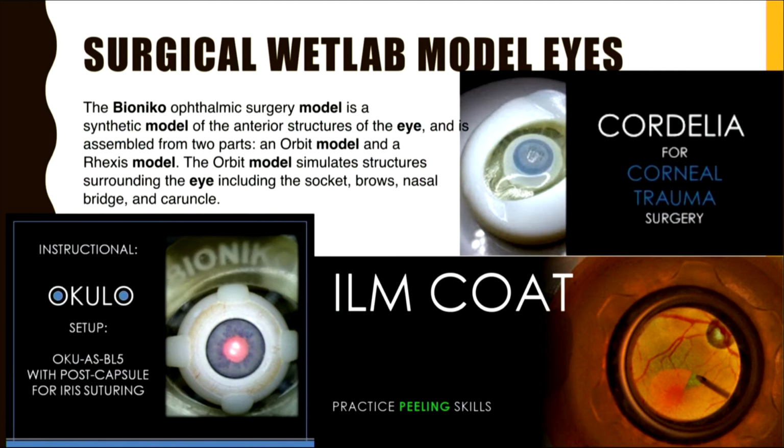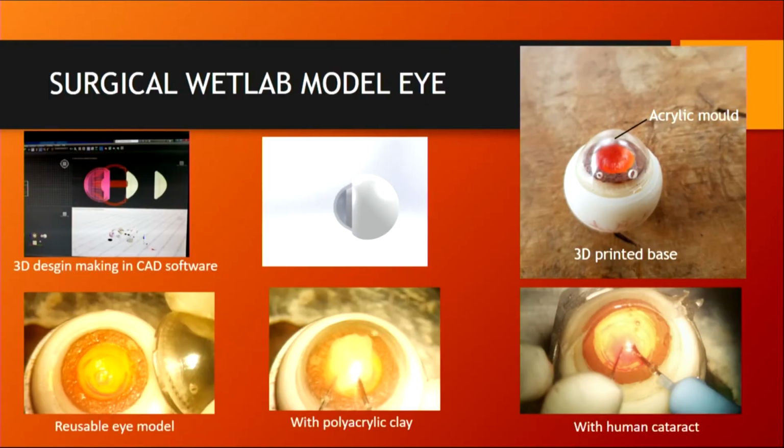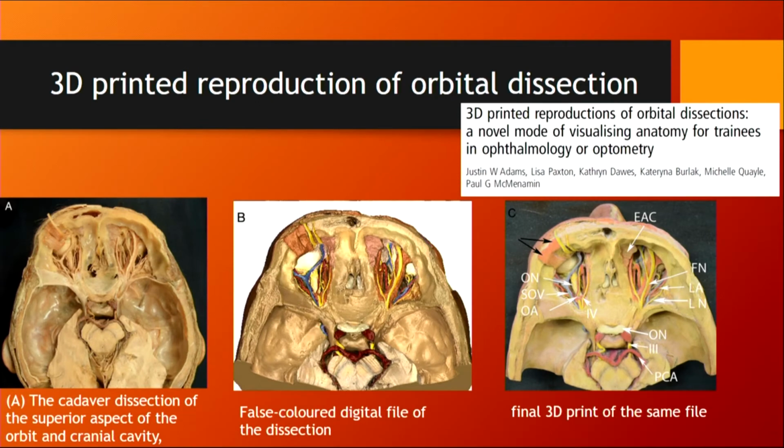It is also used to print surgical WETLAB models. Dr. Prashant has 3D printed a low-cost reusable surgical WETLAB model. I'll be discussing this in the next presentation. We can also use 3D printing technology to reproduce orbital dissections, which can be used for teaching a lot of ophthalmology students. Here you can give different colors for the veins, arteries and nerves, and these models can be used anywhere, in classrooms and also at home.